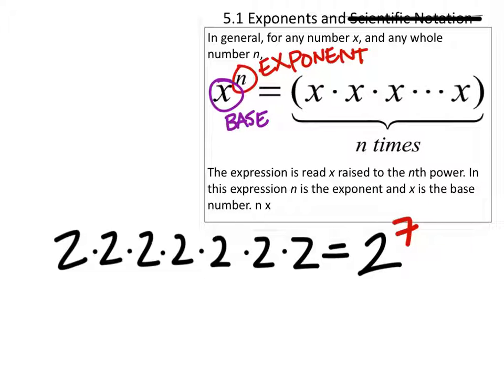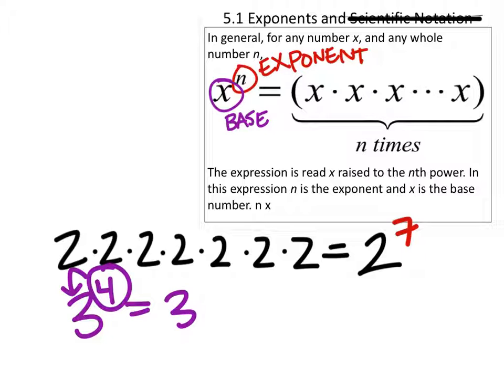And so if you see something like this in the future, maybe 3 to the power of 4, again, the 4 just tells us how many times the 3 is being multiplied by itself. So we'd have 3 times 3 times 3 times 3, four 3's being multiplied together.